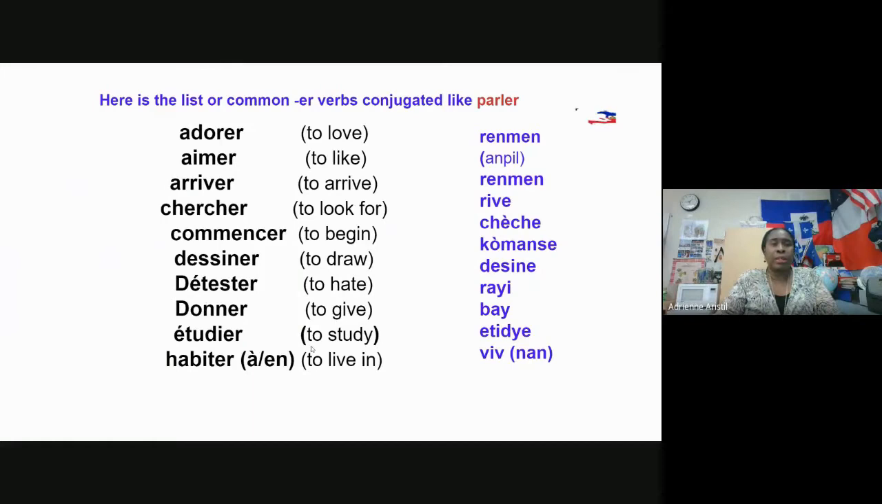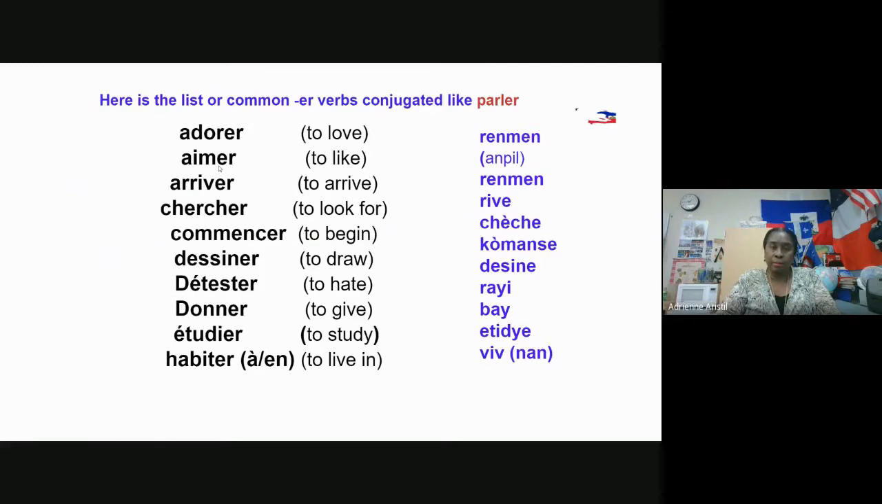These are other ER verbs that are conjugated like parler. The same thing you did with the ER verb, you're going to drop the ER and add the ending according to the subject pronouns. For all those verbs, you drop the ER and you consider the subject pronouns. Adorer, that means to love.